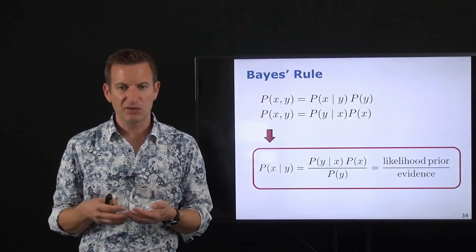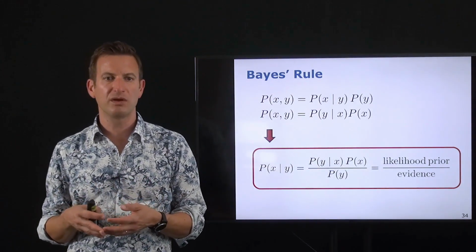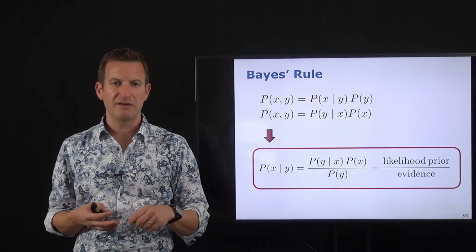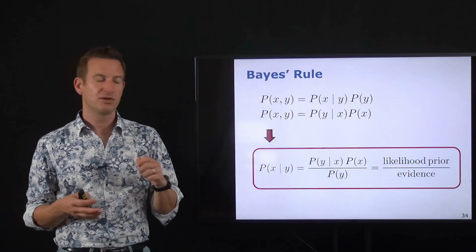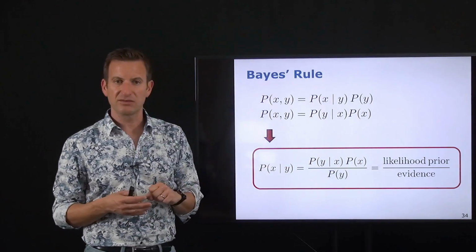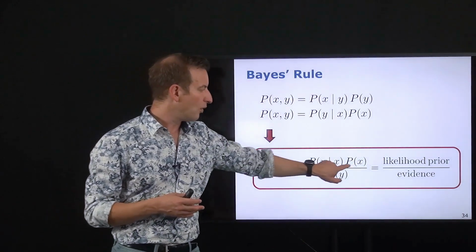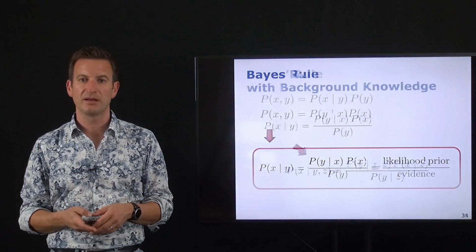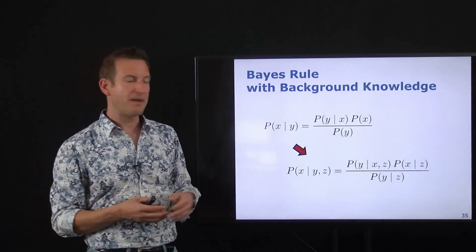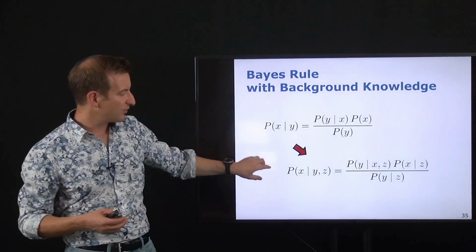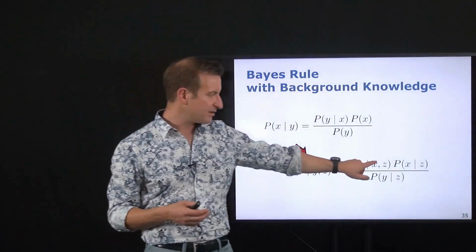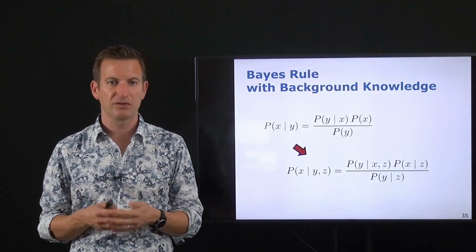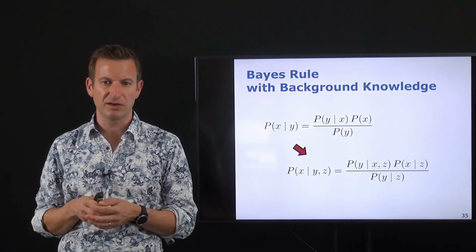And one important thing is we can use Bayes' rule also if we have what is also called background knowledge, so additional information. So if I add an additional variable, let's say z, to all probability distributions, then the same thing holds as well. So this is the regular Bayes' rule, and this is Bayes' rule with background knowledge. Basically we add an additional variable to all different distributions over here, and still the same holds. We call this background knowledge z.